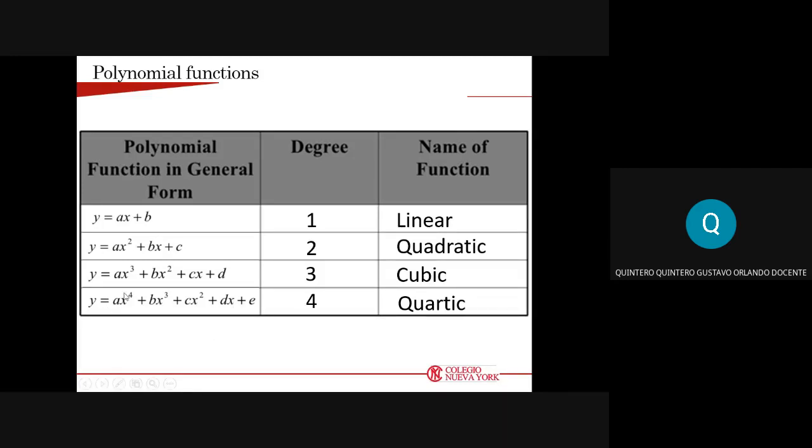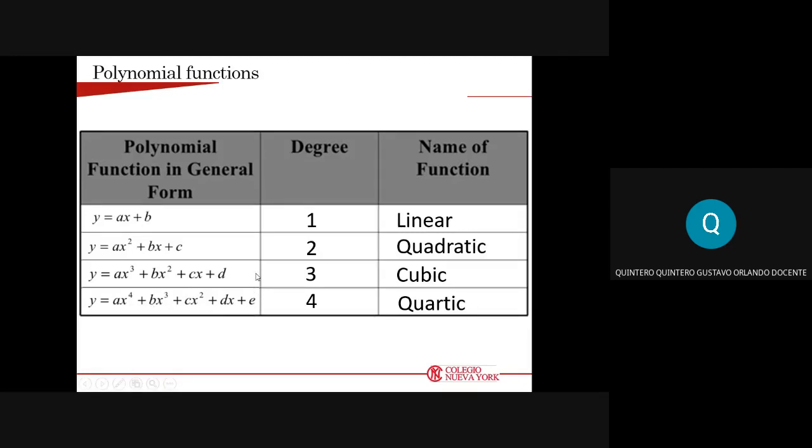Again, how do we identify these functions? Because of the degree, number 1, and because of the form, right? We have 1, 2, 3, 4, 5 monomials, right? Now, these are not the only polynomials. We can have polynomials of degree 5, degree 6, degree 7, degree 8, degree 1000. Those polynomials exist.